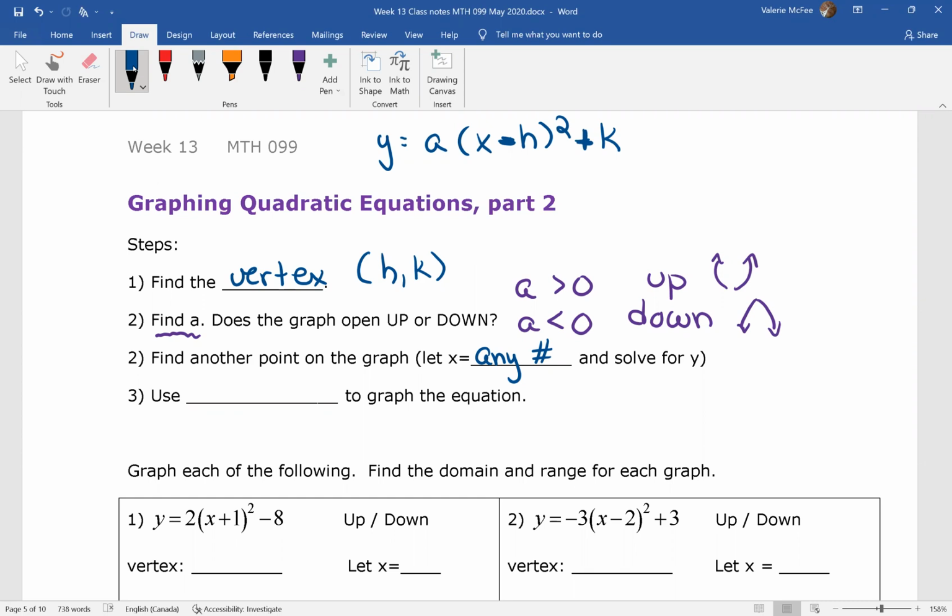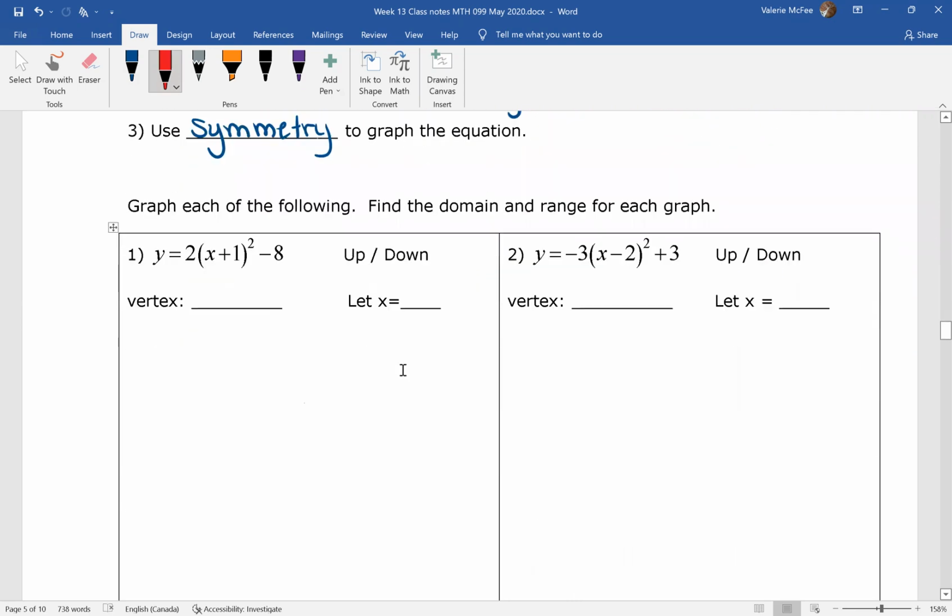And then finally, we use symmetry to help us graph the equation. Because remember, we have this line that passes through the middle, exactly in the middle. So if I have a point over here, I know there will also be a point an equal distance on the other side. Let's look at an example together.